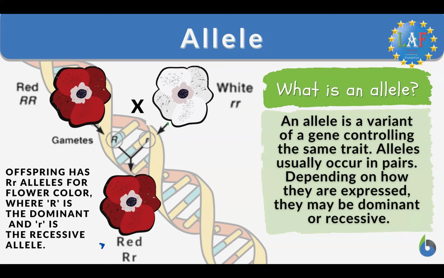So remind once again, what is an allele? An allele is a variant of a gene controlling the same trait. Alleles usually occur in pairs, and depending on how they are expressed, they may be dominant or recessive. For example, a red flower that is homozygous dominant, if we combine it with a white flower that is homozygous recessive, we will have a red heterozygous flower, red flower.